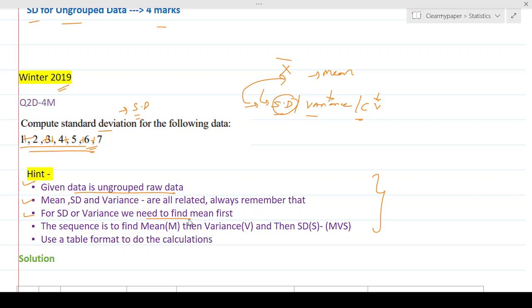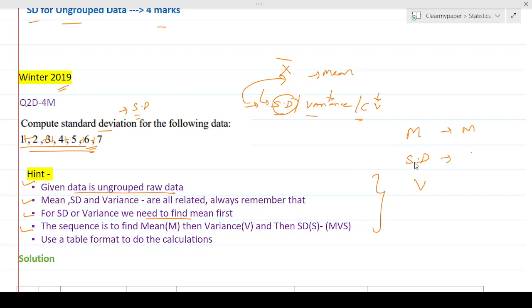In terms of sequence, we need to find the mean first. We have covered this, and the right way to look at it is first find the mean, then find the SD, and then find the variance. So that means, sorry, I messed up here.